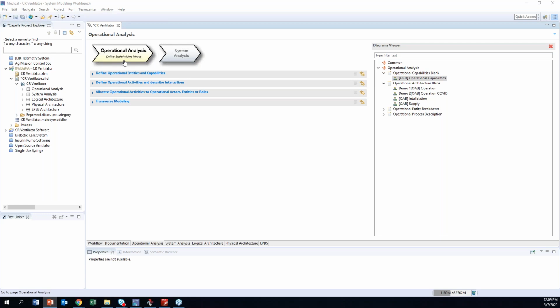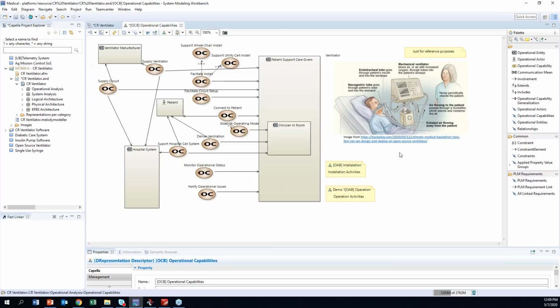So operational analysis being the first one. The first thing you might do is figure out, well, what capabilities does the system have to have? In this case, it's a ventilator system. And these are the different operational capabilities, everything from installing it, that you see here, to connecting the patient to it, to actually delivering the ventilation, and then various things that you have to do with the hospital call system that may be integrated to it, and also monitoring and status. So that's some of the basic capabilities that you would see.